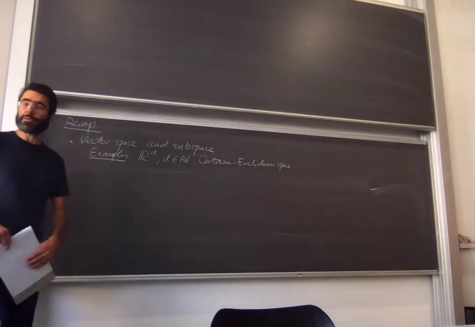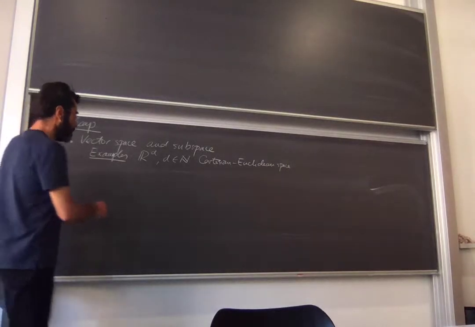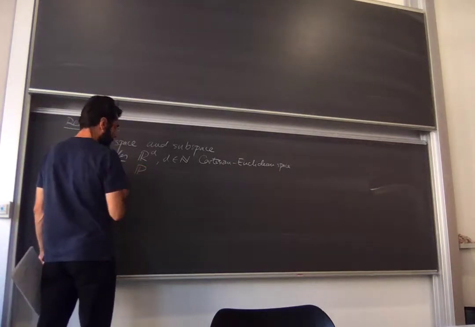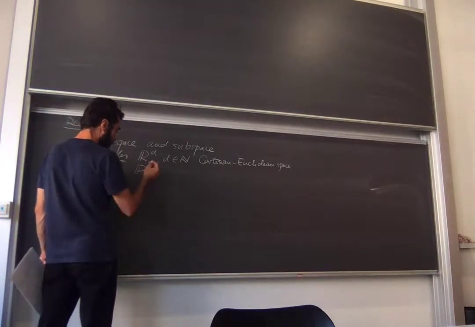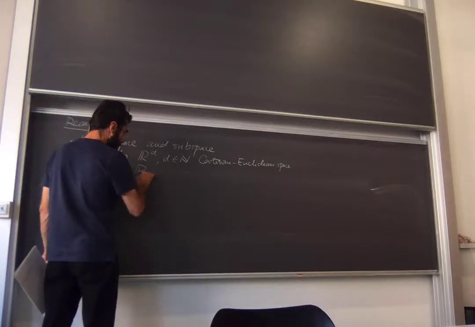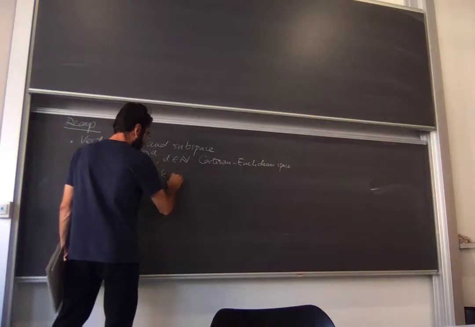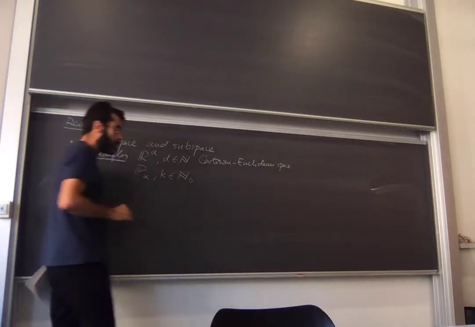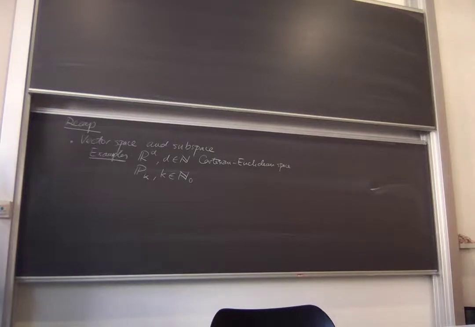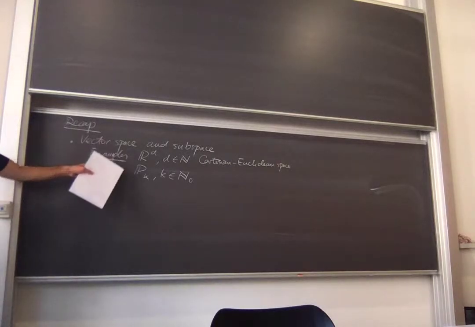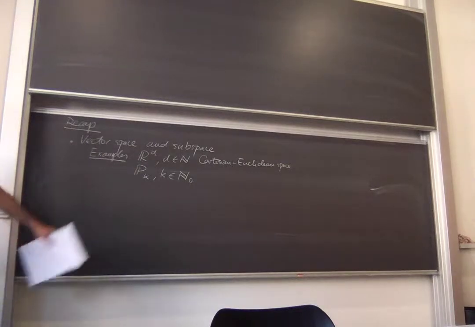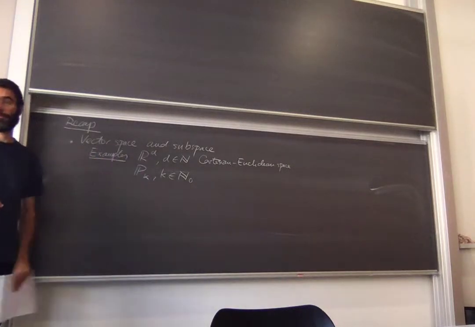But we've seen other examples, okay? Very quickly, we didn't have time to go very deep in that, okay? But we saw, for example, that the space of polynomials of some degree, say, k, for some k in N naught, is actually also a vector space, right? And we saw also that these are finite dimensional vector spaces. Okay, the dimension of R^d is d.